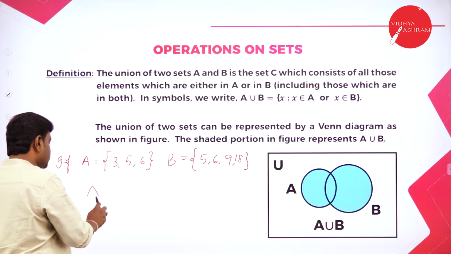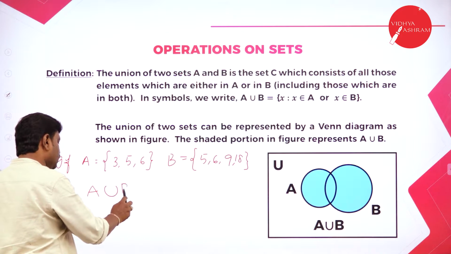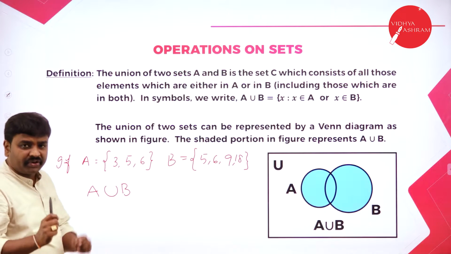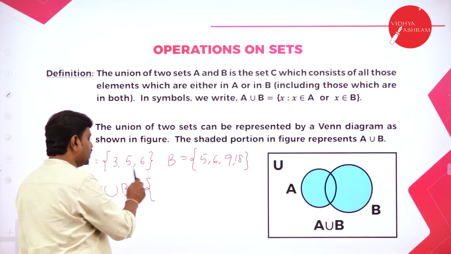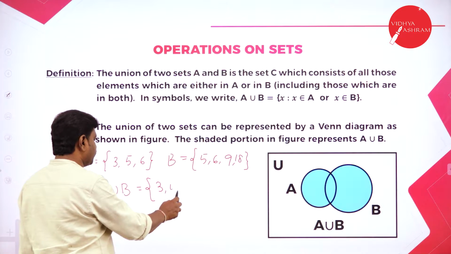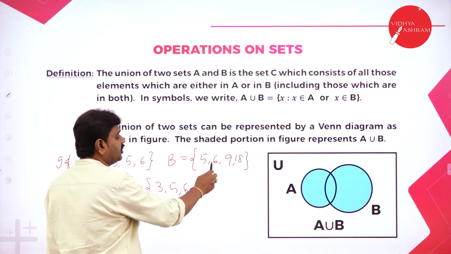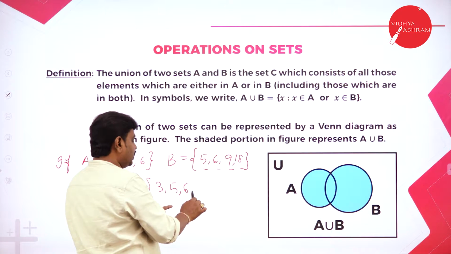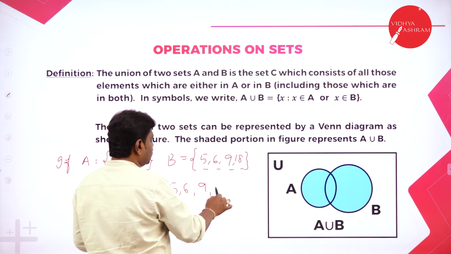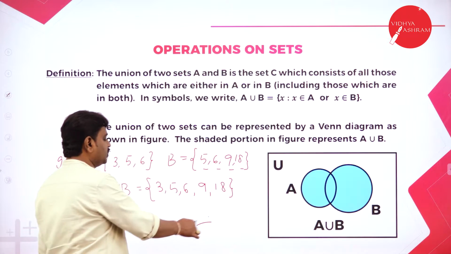Now we'll read this as A union B. Now I am going to find A union B. What is meant by A union B? It's a set. It should contain elements of A, so 3, 5, 6. And also it should contain elements of B. Elements of B means 5, 6, 9, 8. Already 5, 6 are there, so don't repeat them. Just write 9, 18. That's it. This is union.